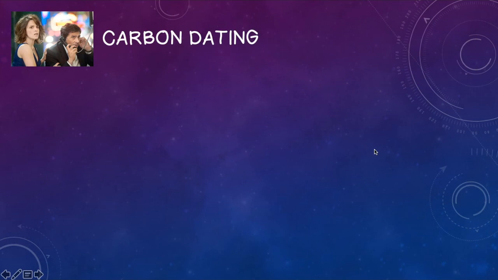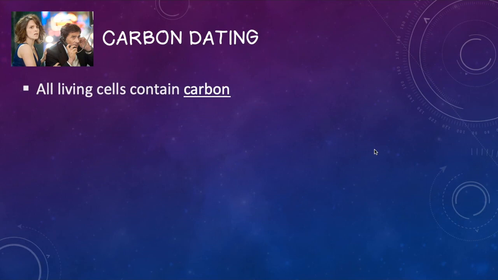The other thing related to decaying is carbon dating, which maybe you've heard about. All living cells contain carbon. So whether it is a plant or a person or an animal or whatever, inside those cells, you have both carbon 14 and carbon 12.